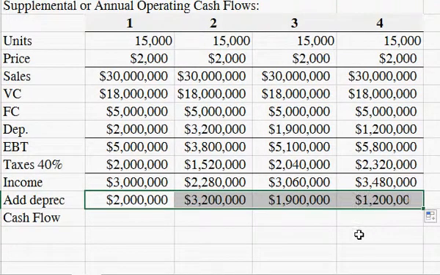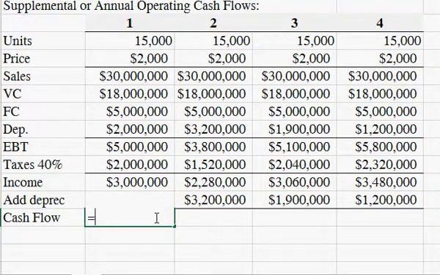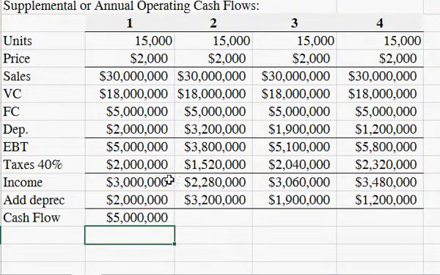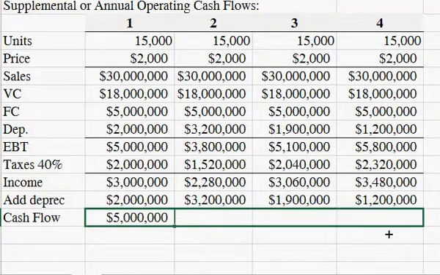And now we're just going to do the addition to get our cash flow. So equals B23 plus B24. And we'll pull that across so that they're all adding up. And there we have the cash flow for the 4 years.